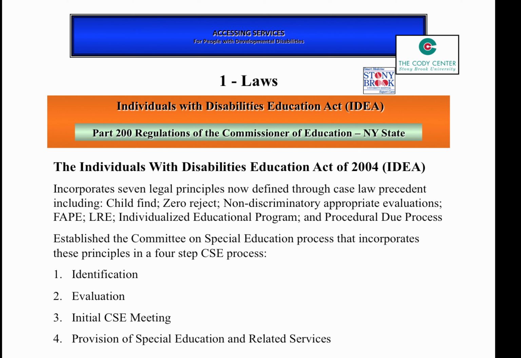The first step is identification. And that means we have to identify those children who are residents in the school district, who we suspect of having a disability. And that suspicion, or reasonable suspicion of having a disability, triggers something called a child find obligation on the part of the district. Remember the principle of child find I mentioned previously.